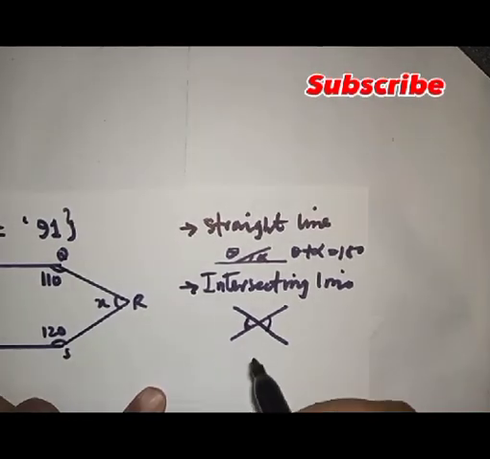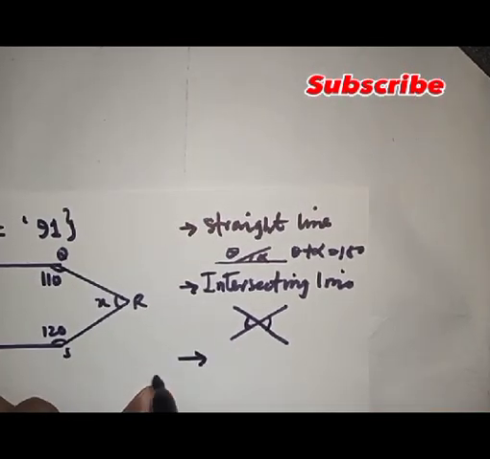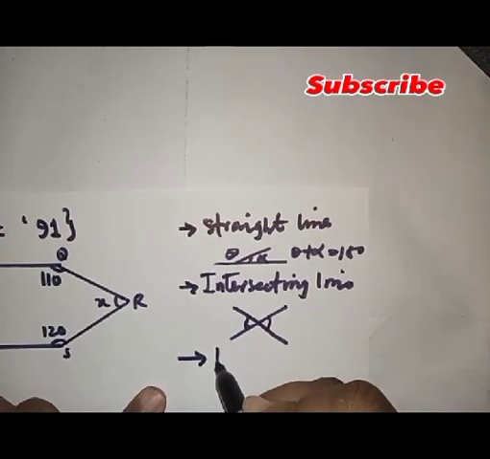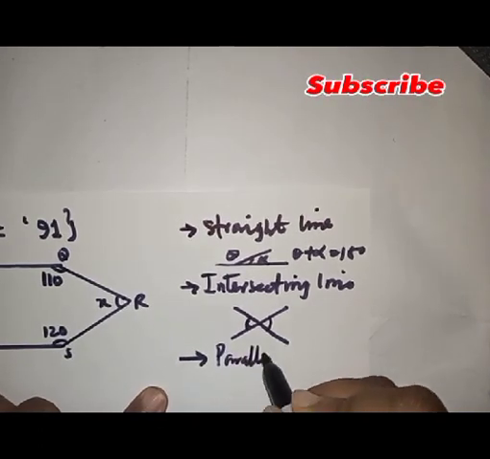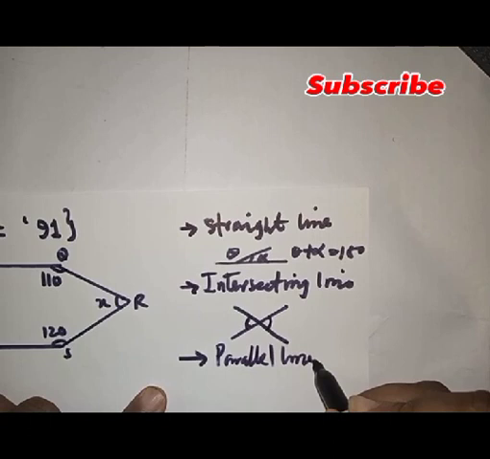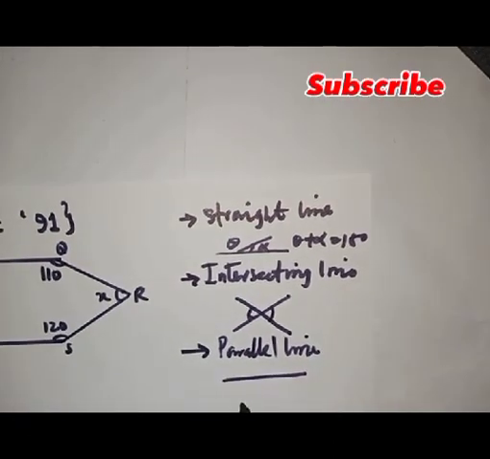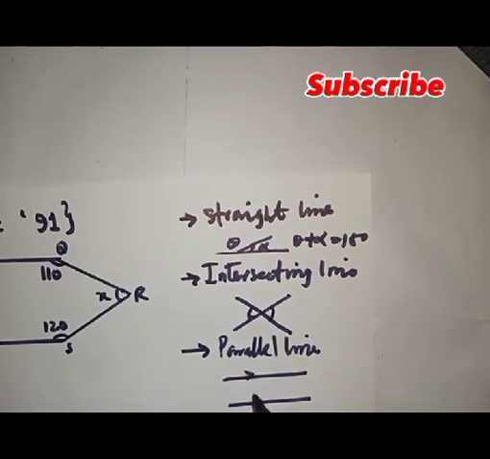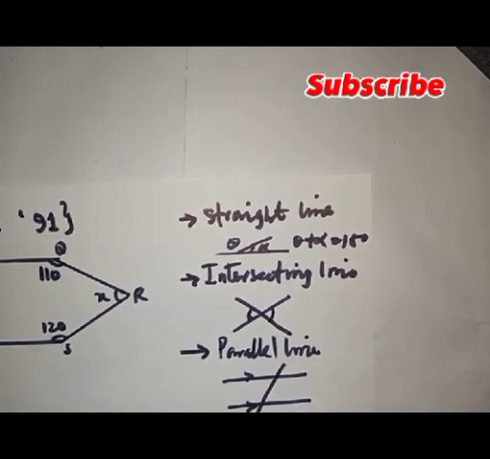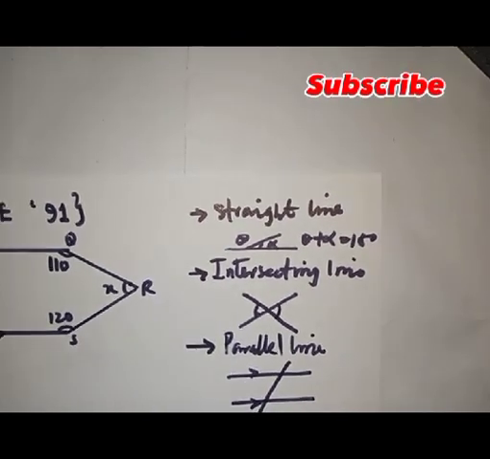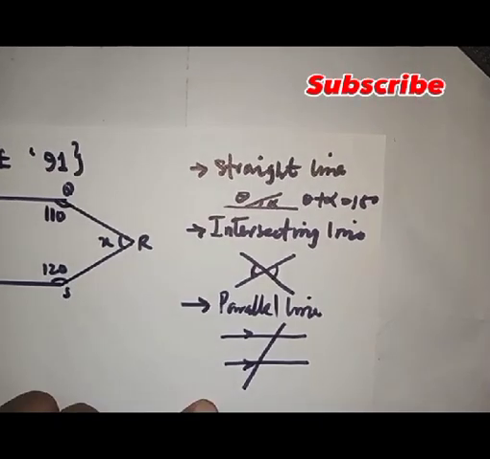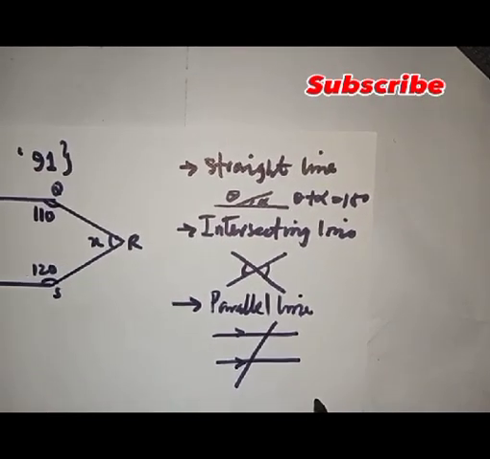Now, the third one is very important in this question. It's called parallel lines. For parallel lines, the idea is two lines that do not meet. They are parallel lines, but they do not meet. And if I have a line that cuts these particular lines, we call this line the transversal. Now, this line gives us three things to know here.